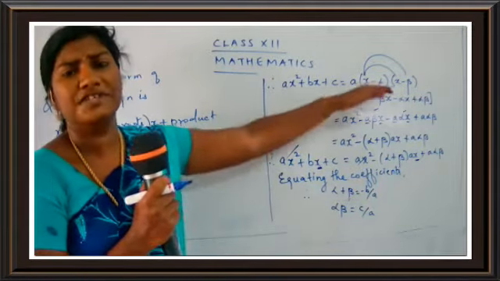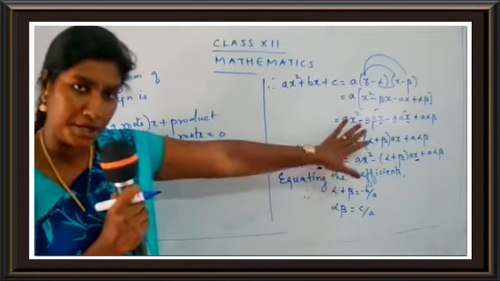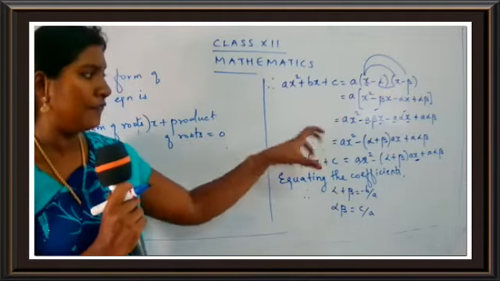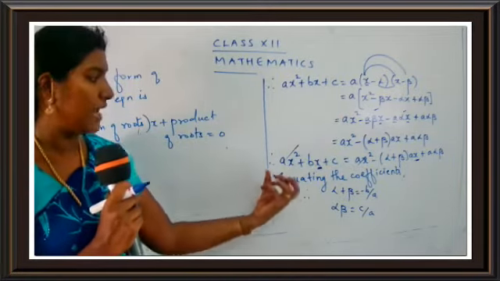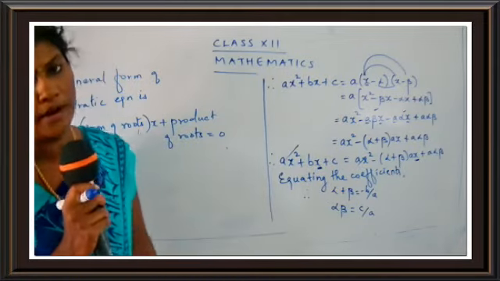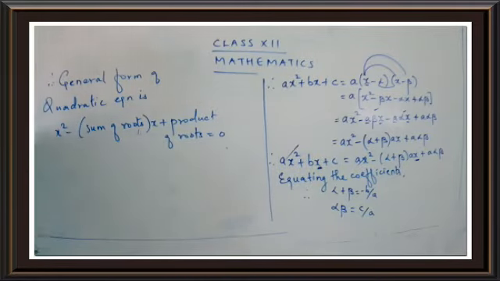Very simple thing, you have to just expand it. Once you expand it, you get an equation. Try to write the like terms together. After writing the like terms together, try to equate the coefficients. So when you equate the coefficients, you get the required answer, that is, for the sum and the product.